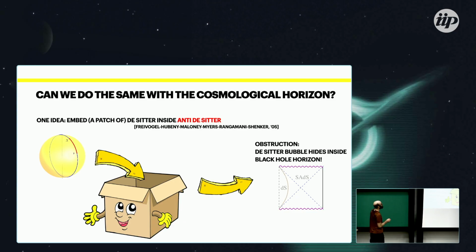So in this case, we will try to embed some part of the static patch inside ADS. And again, this is not new and has been considered some 20 years ago now by Veronica Mukund and collaborators. And what they found in that paper is that there was some obstruction. So these are the type of Penrose diagrams that they were getting. This is the ADS boundary. There's a black hole horizon. And then all the dS bubbles were hiding inside the event horizon. So the problem at least was as hard as describing the interior of black holes in holography.